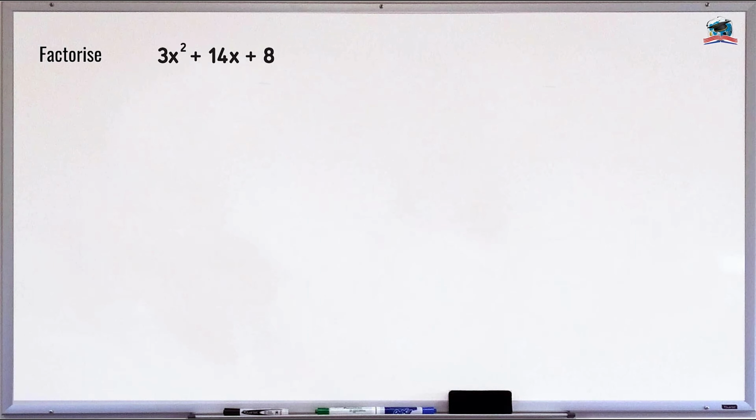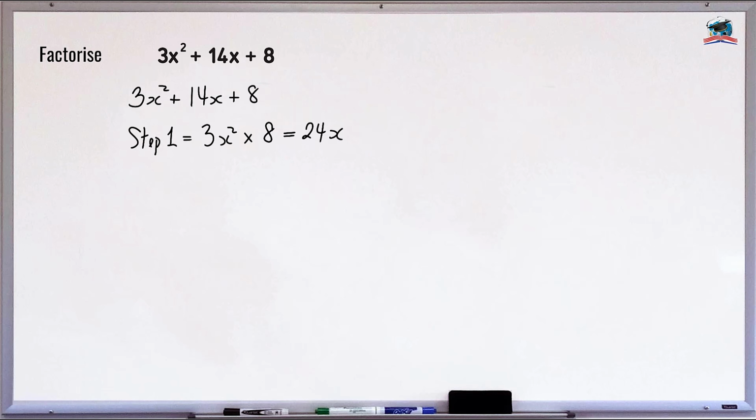Factorize 3x squared plus 14x plus 8. Write this out. You have 3x squared plus 14x plus 8. We go to step 1. Step 1. Good. We go for the first one, 3x squared, and then multiply by the last one, which is 8. And that gives us 24x squared.